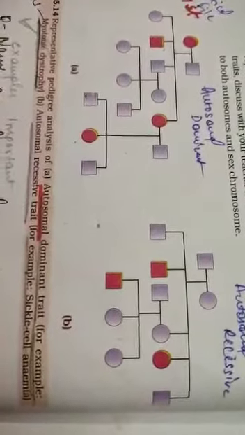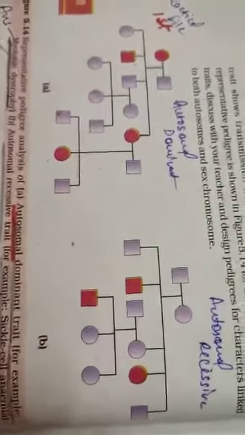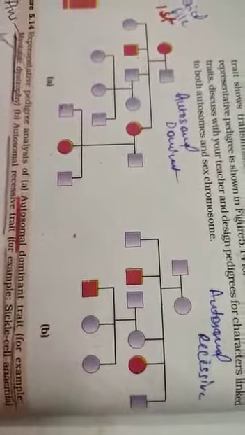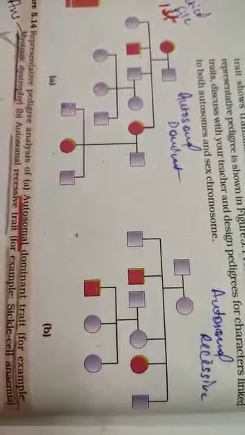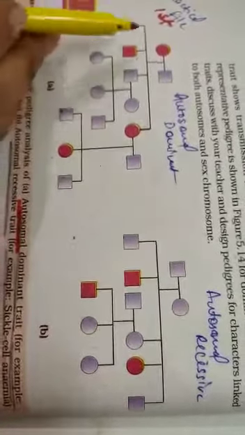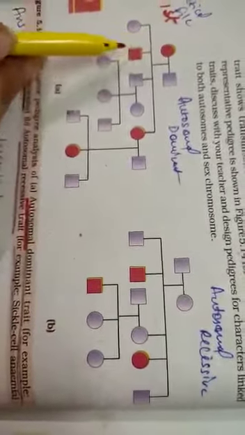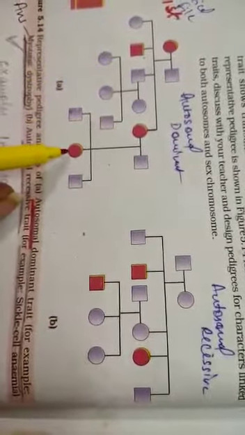How will we identify whether the trait is dominant or recessive? If the trait appears in all the generations, it is dominant. Say the first generation, the second generation, and the third generation. The trait appears in all the generations. So let us see one more example. In this pedigree, first generation, 3 individuals in the second and the third generation all are affected. So this is also a dominant pedigree.